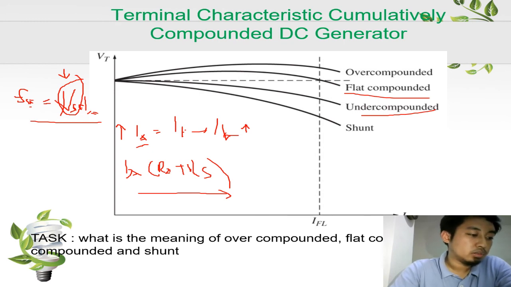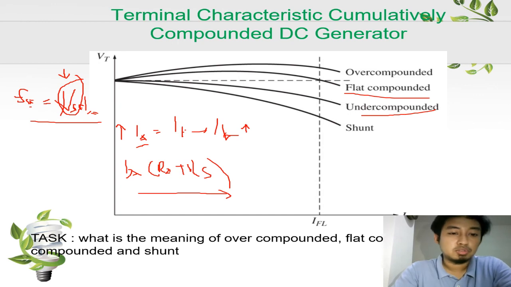Even more series turns are added. Even with more series turns added to the generator, the flux strengthening effect predominates for a longer time before the resistive drop takes over. The resulting characteristic has a full load terminal voltage actually higher than the no load terminal voltage. If VT at full load exceeds VT at no load, we call the generator over compounded.